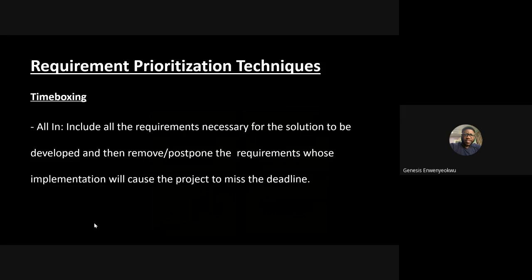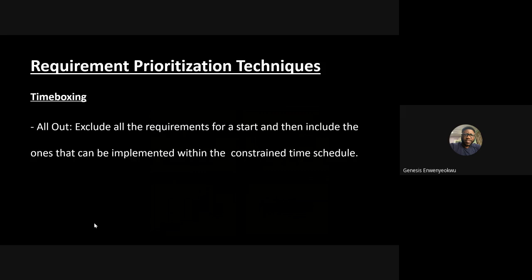That is all-in. Then the all-out technique means we exclude all requirements from the start, and then we include the ones that can be implemented without constraint on the time schedule.